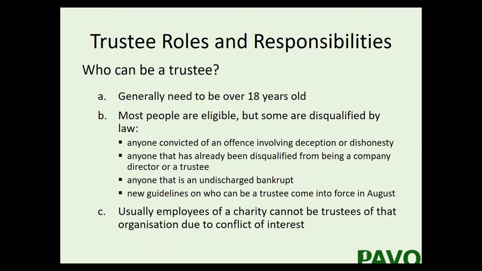Most people are eligible, but some are disqualified by law. There are obviously offences that you can commit involving deception or dishonesty. I wonder why deception and dishonesty is in there. Surely that can't be right. So, yes, obviously you need to be a proper and fit person to run a charity. Anyone that's already been disqualified from being a company director or a trustee, so you've got to keep your nose clean. Undischarged bankrupt. A bankrupt is somebody who has come into an arrangement with their creditors, can't pay their way, etc. So I guess you're probably clear on those terminologies.